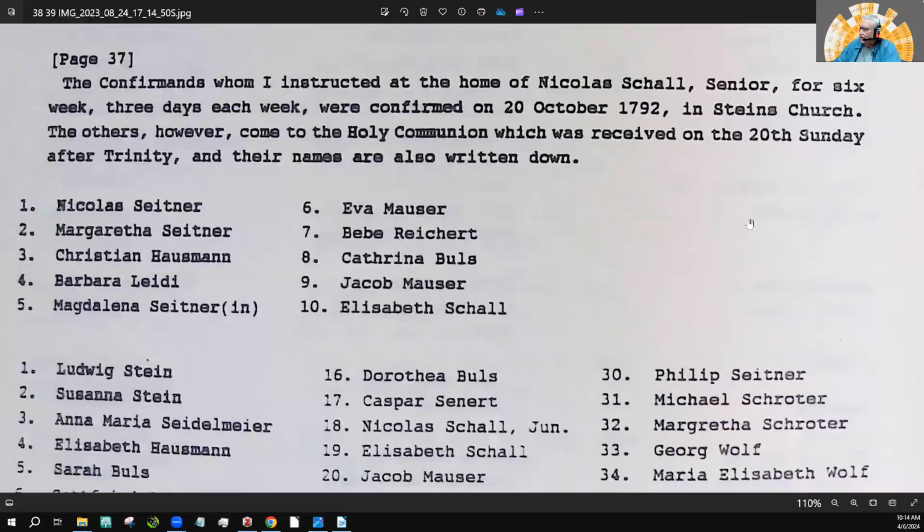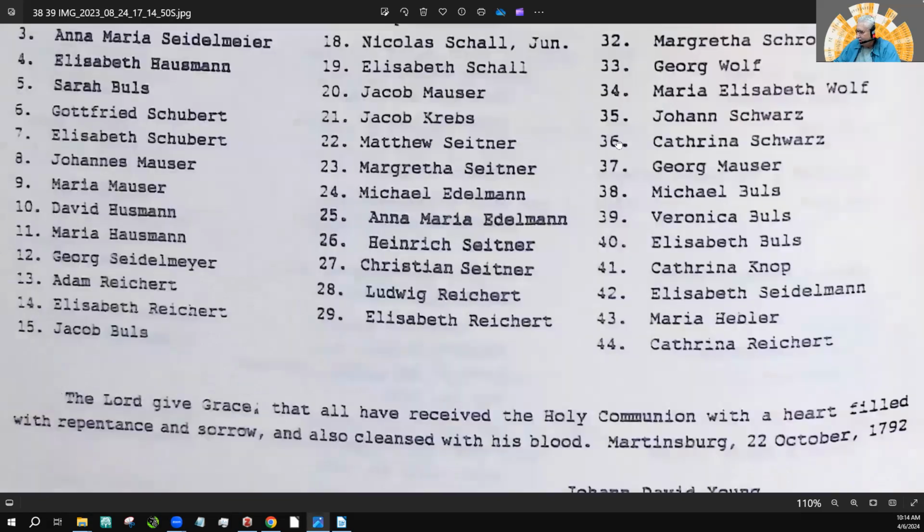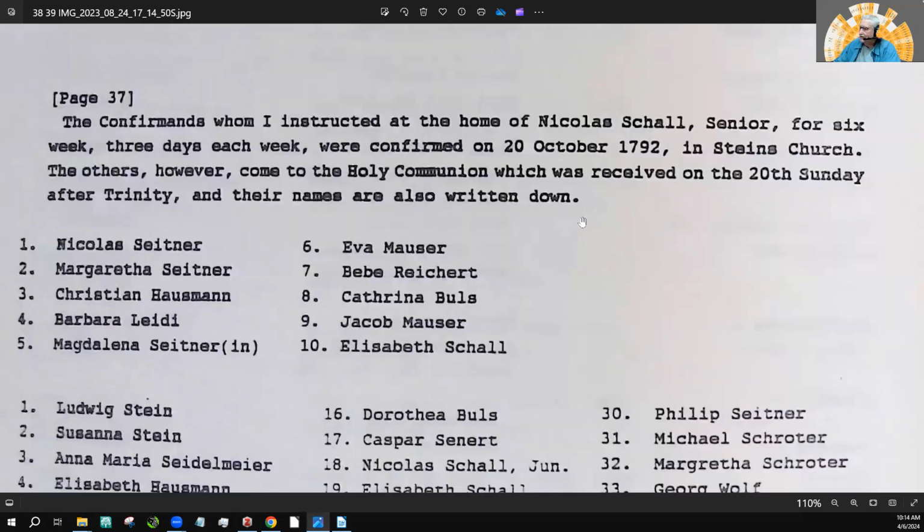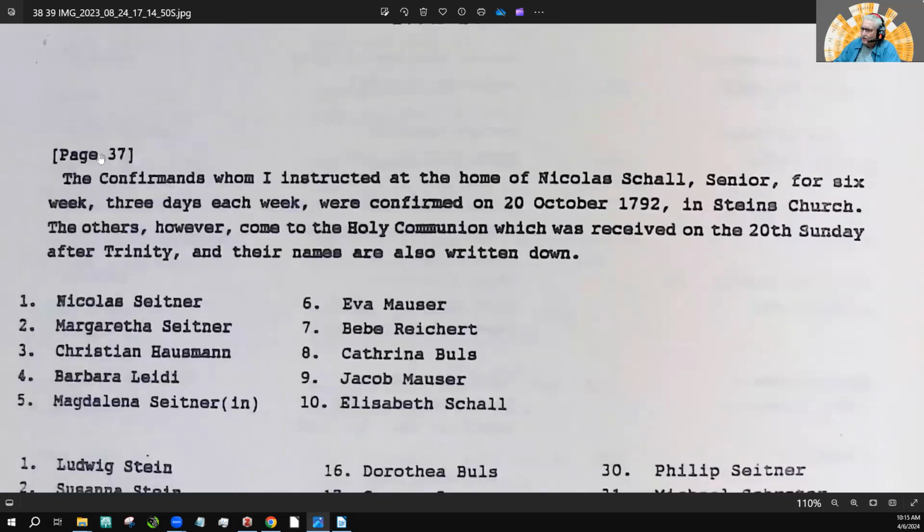So, what do you do with a document that says the 20th Sunday after the Trinity? This is the Smithfield book again. And here's page, actually, it's page 38. That's probably the actual German is probably page 37.